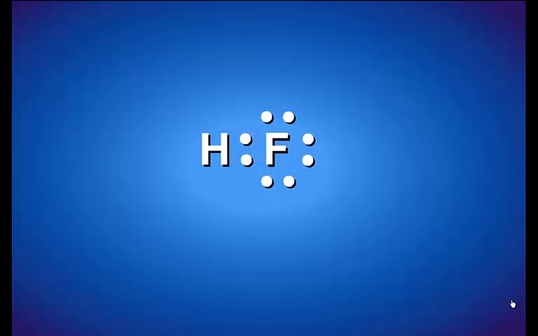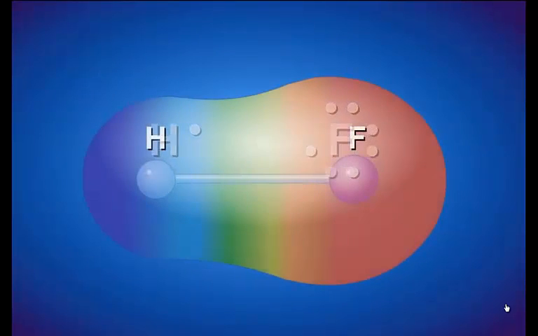In this bond, fluorine has a greater attraction for the electrons in the bond, a greater electronegativity. Because the electrons spend more time near the fluorine atom, the electron density shifts towards fluorine. The most electron-rich region is red. The most electron-poor region is blue.